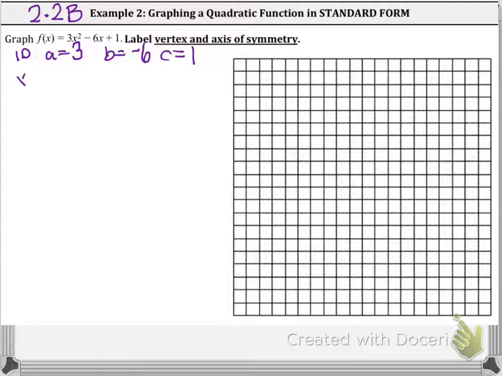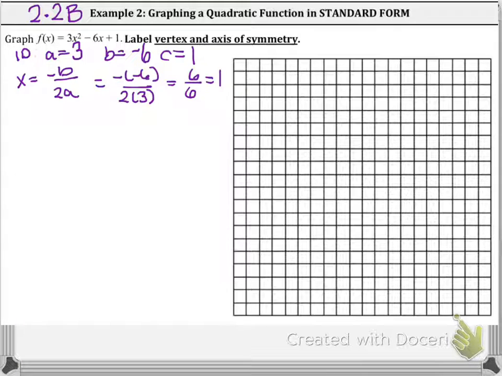The axis of symmetry formula is x equals negative b over 2a. So we plug it in: we have negative negative 6 over 2 times our a value, which is 3. So this becomes a positive 6 over 6, or our x value is 1.